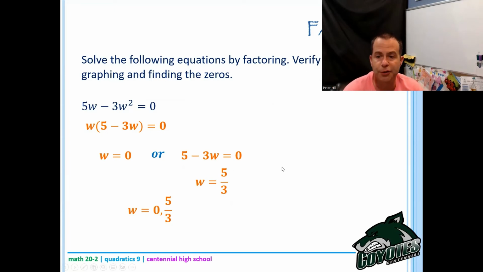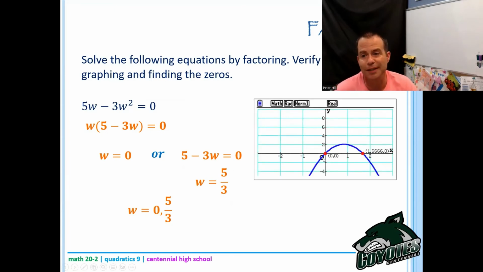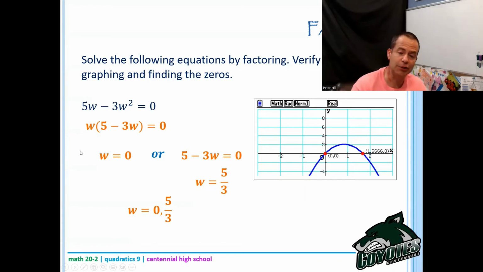Okay, the picture you should have gotten was this. And again, we can see 0 and 1.66666, which is the decimal approximation of 5/3. Okay? Easy. We got this. You just have to be comfortable with factoring.